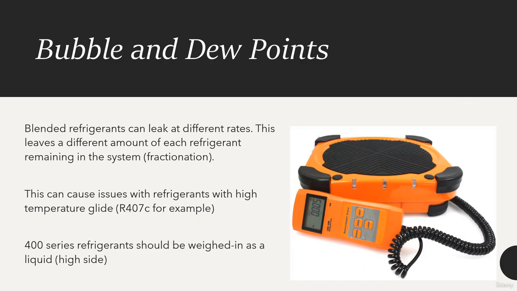Blended refrigerants can leak at different rates. This leaves a different amount of each refrigerant remaining in the system, which is known as fractionation. This can cause issues with refrigerants that have a high temperature glide, such as R407C. 400 series refrigerant should be weighed in as a liquid.